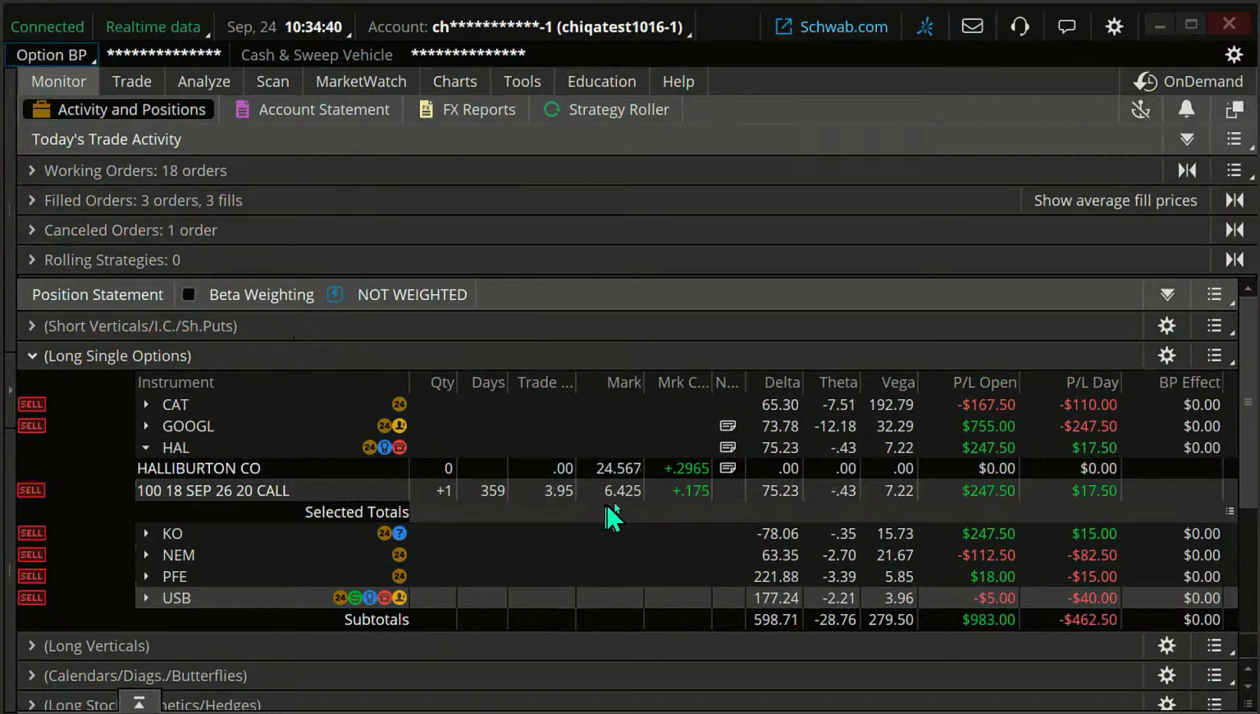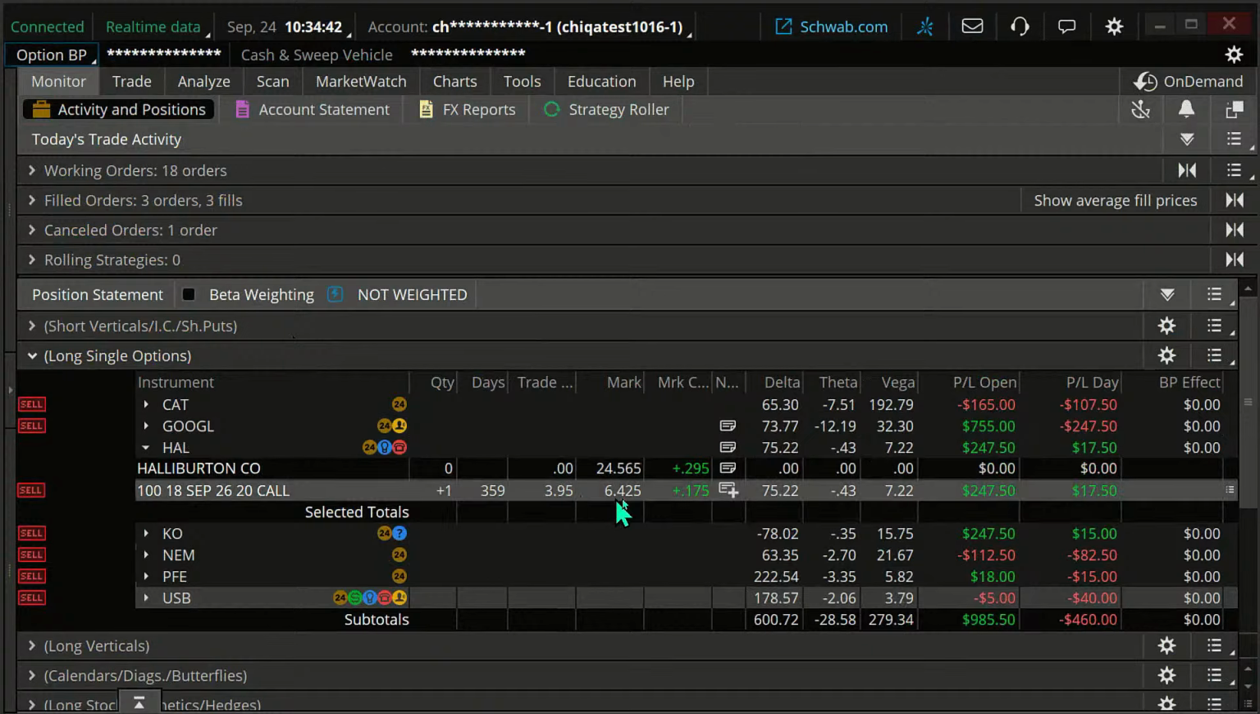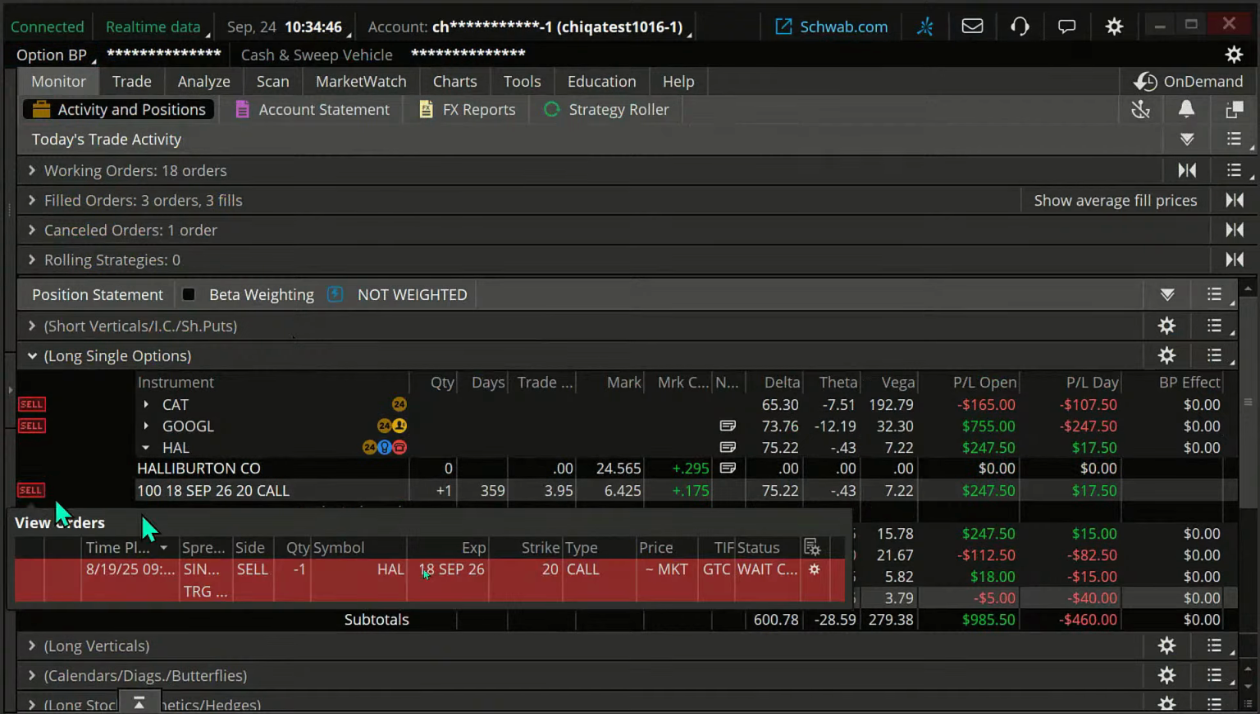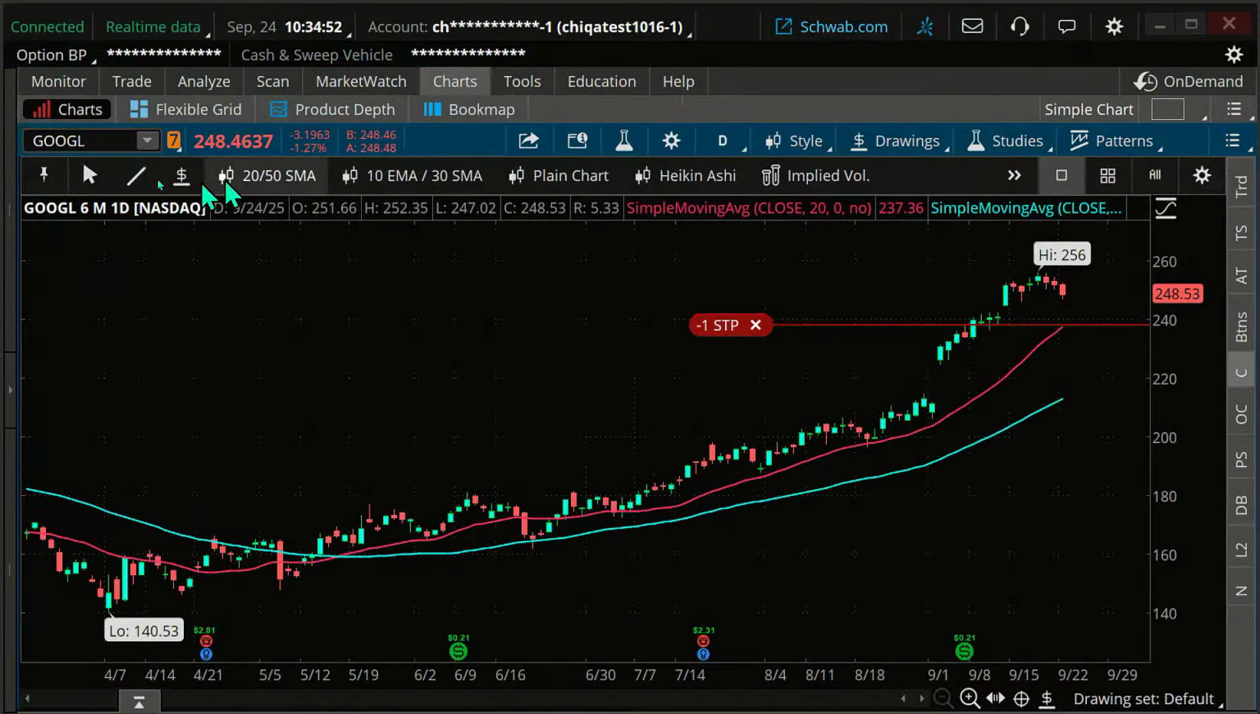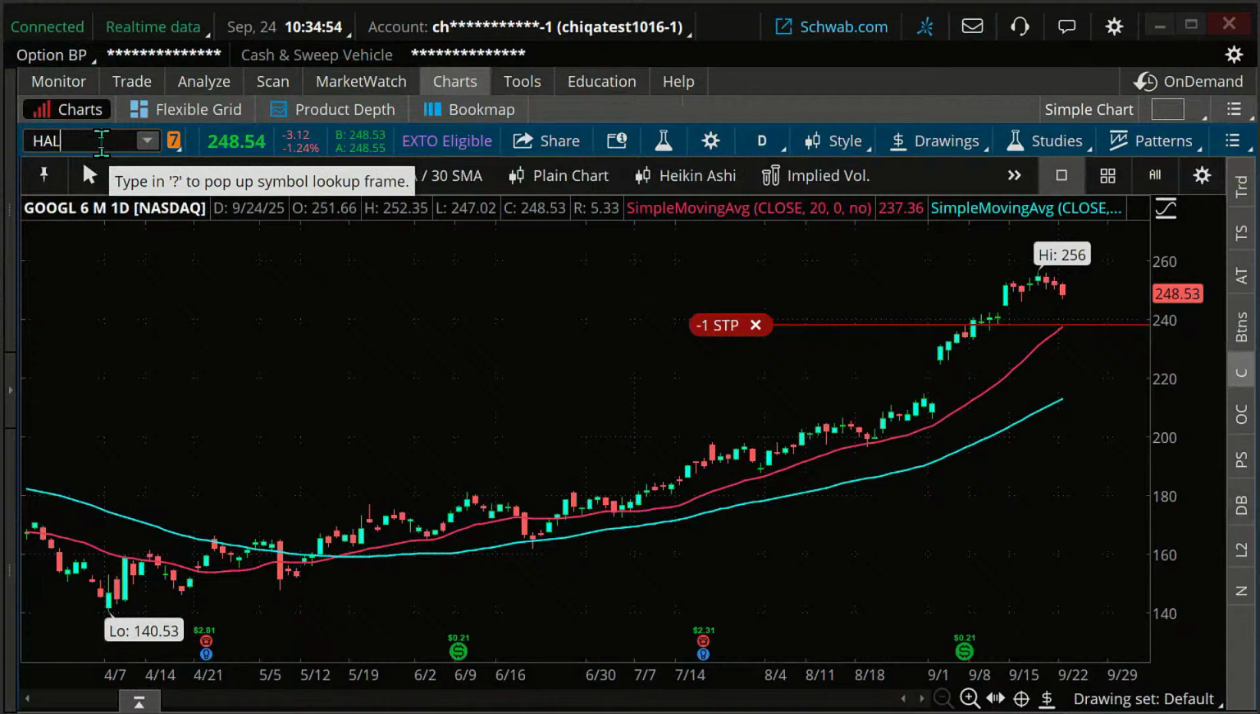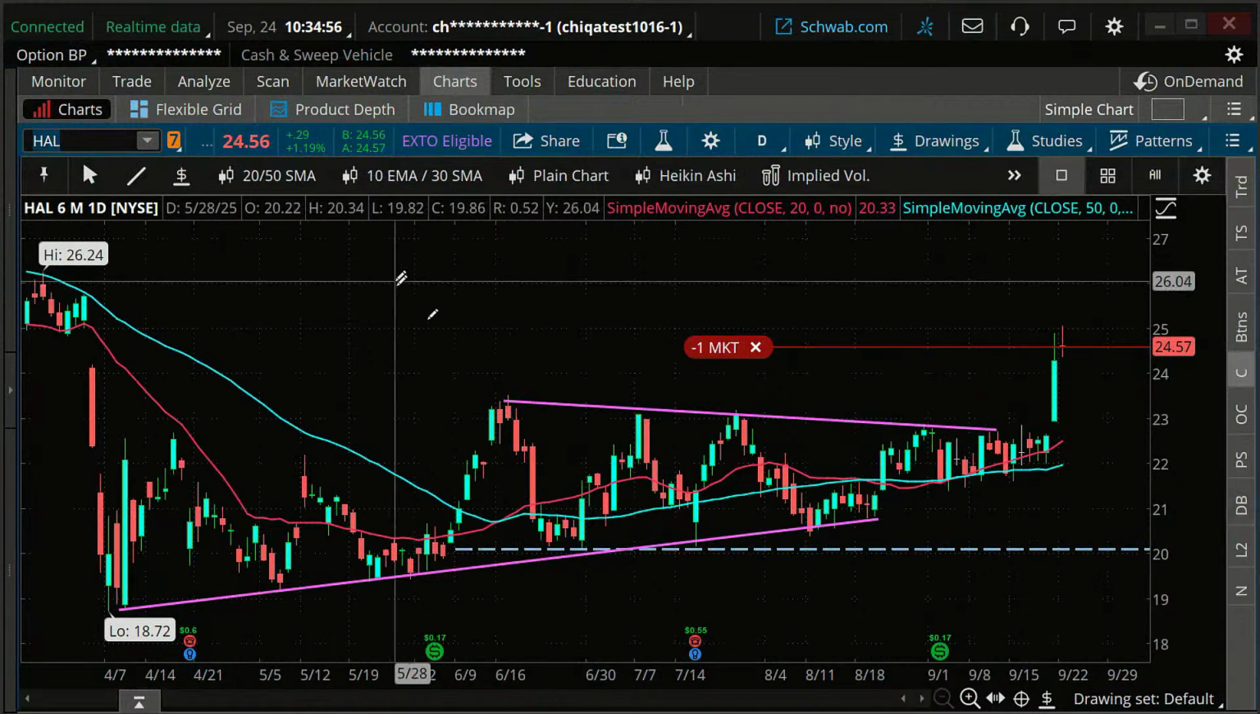Trade price, you can see the stock's gone up significantly, or the option has gone up significantly since we got in. Let's see what that stop says. Stop is, it doesn't tell us right here. It says it's a conditional order. What we can do is we can just pull up HAL, and this is a bullish trade.